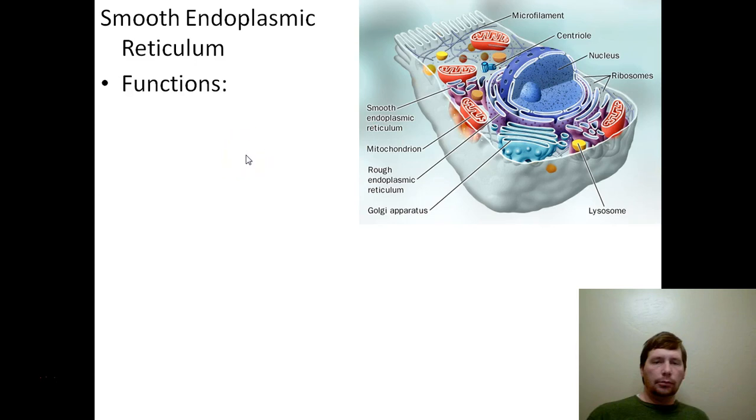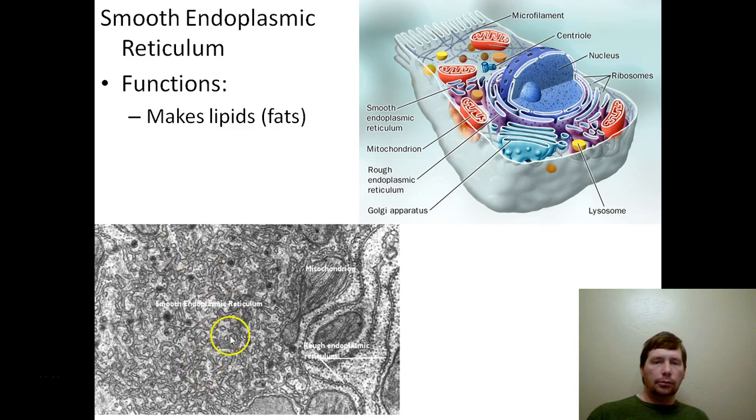The two main functions of the smooth ER, and there's lots of functions of the smooth ER, but we're just going to talk about two in this class, is number one, the smooth ER makes fat. This is where carbohydrate is converted into lipid. So if you put on some weight over Christmas break, you can blame your smooth ER for that, because your smooth ER is where the fat is made that puts a little extra junk in your trunk. All fat is made in the smooth ER.